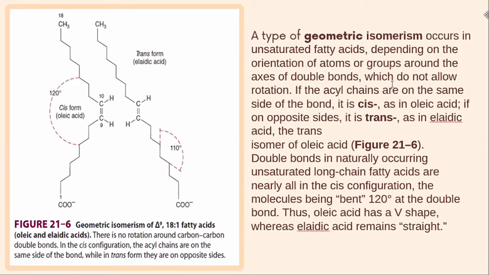If the acyl chains are on the same side, as has been mentioned earlier, it will cause bending. It's called a cis form. If on the opposite side, it is trans, an example being elaidic acid, the trans isomer of oleic acid. Double bonds in naturally occurring unsaturated long-chain fatty acids are nearly all in the cis configuration, the molecules being bent at about 120 degrees at the double bond. Thus, oleic acid has a V shape, whereas elaidic acid remains straight.